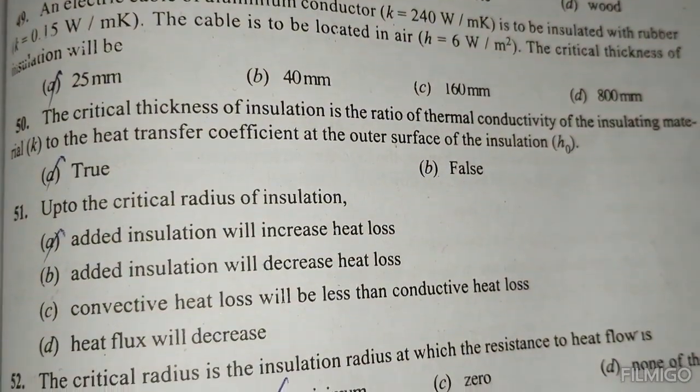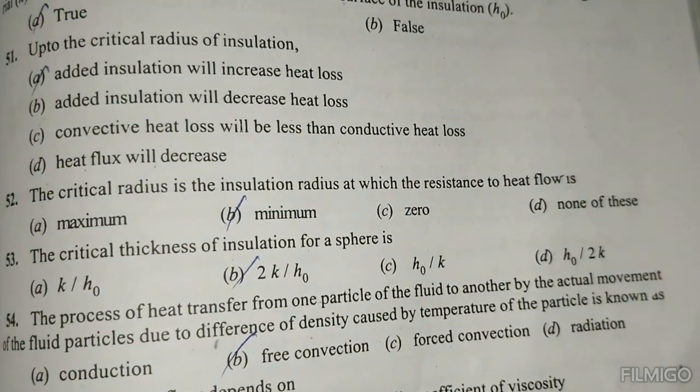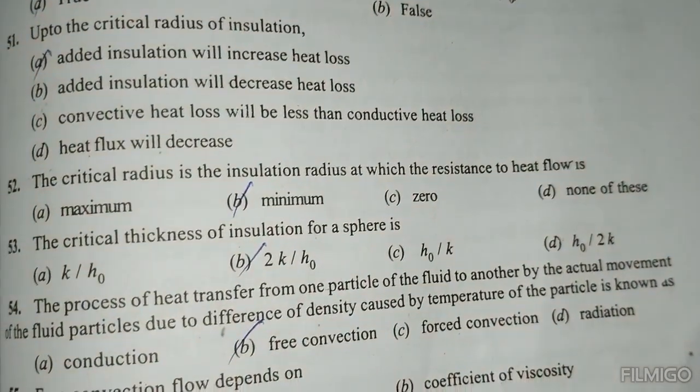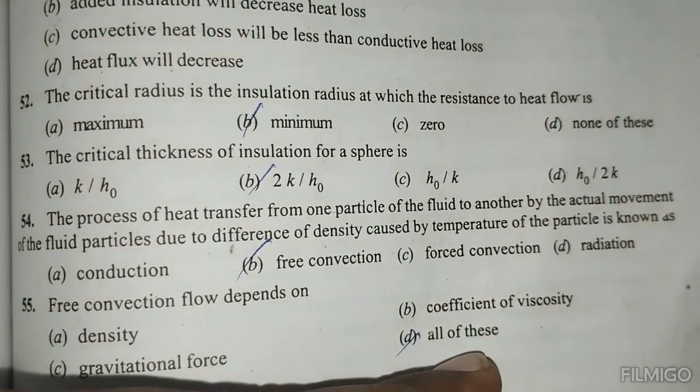Up to the critical radius of insulation, adding insulation will increase heat loss. The critical radius is the insulation radius at which resistance to heat flow is minimum. The critical thickness of insulation for a sphere is 2K by h.